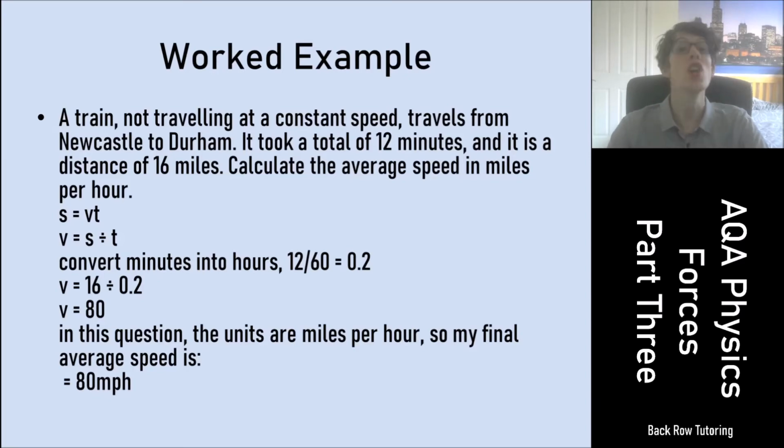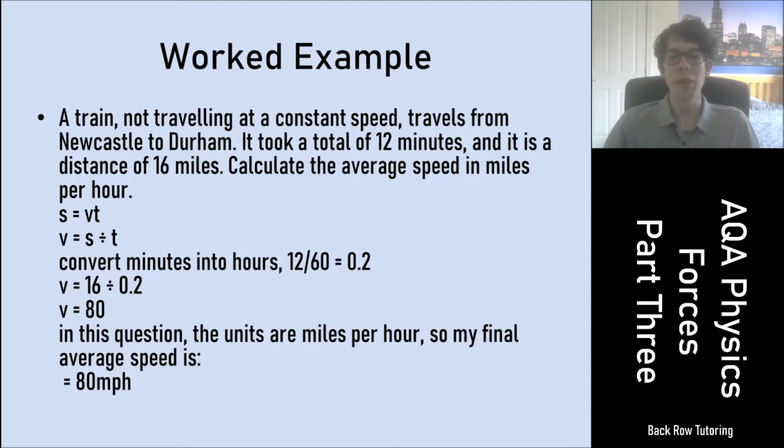A train, not travelling at a constant speed, travels from Newcastle to Durham. It took a total of 12 minutes and it is a distance of 16 miles. Calculate the average speed in miles per hour. Obviously, because the train didn't travel at a constant speed, some of the time the train was going slow and some of the time the train was going a bit faster. But we're going to work out the average speed.